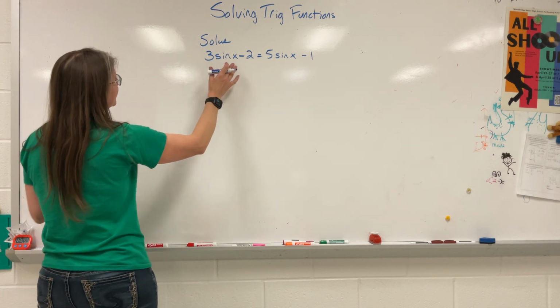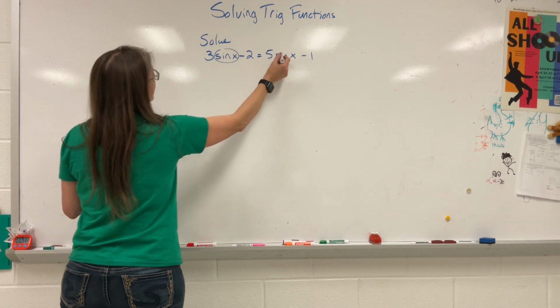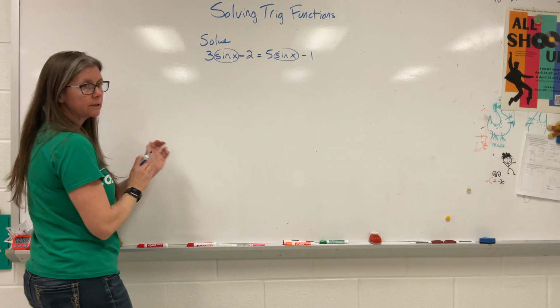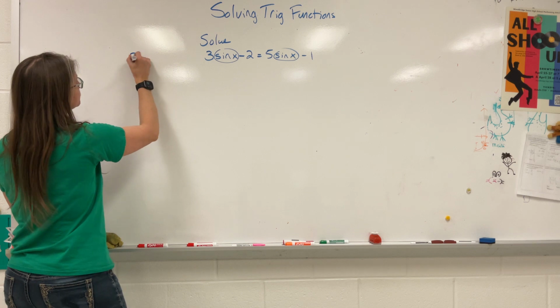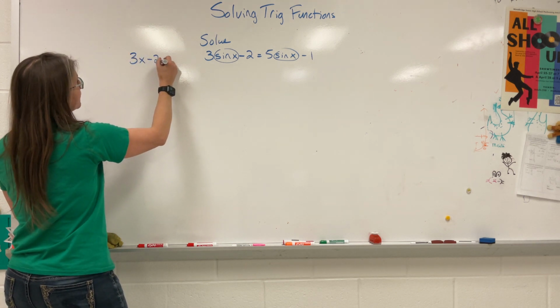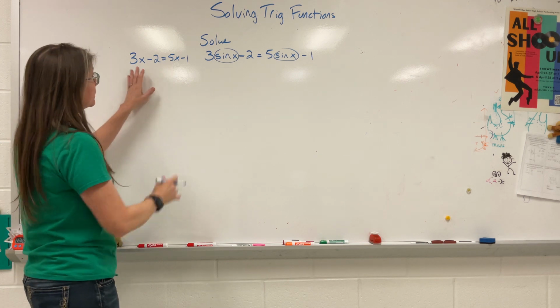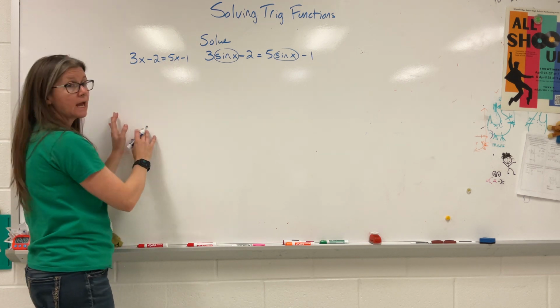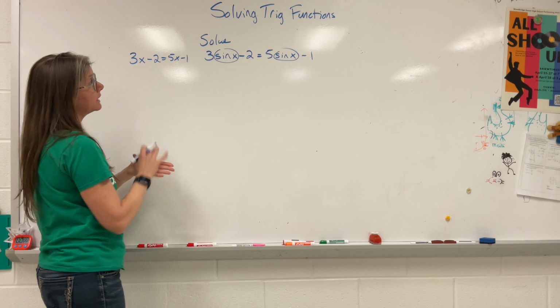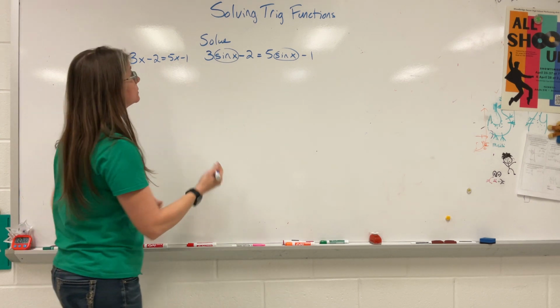This is actually basically an algebra 1 problem, because sine of x doesn't have to be here. Those are just like terms. So we actually can treat this as like 3x minus 2 is equal to 5x minus 1. Now you are more than welcome to solve this and replace the x with sine when you get your solution. I'm going to keep sine here because I think it's good for you.